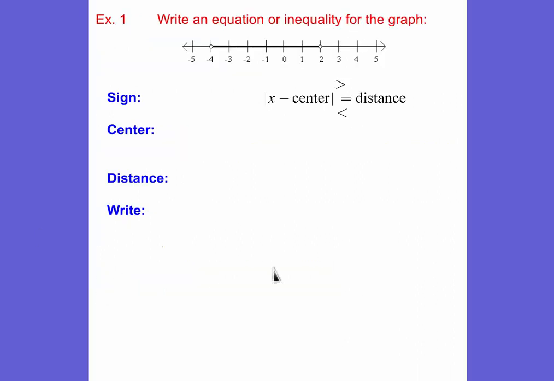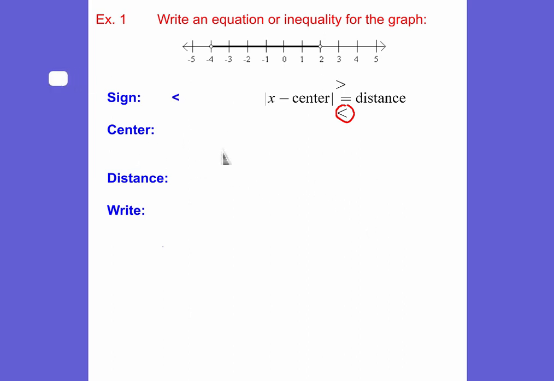All right, so here's example 1. I want to write the equation or inequality for this graph. So step 1, find the sign. Well, to find the sign, I want to look at the shading. This one is shaded between our 2 points, and I know that between means less than. The circles are open, so there's no equal to on there. Okay, so I've got less than.